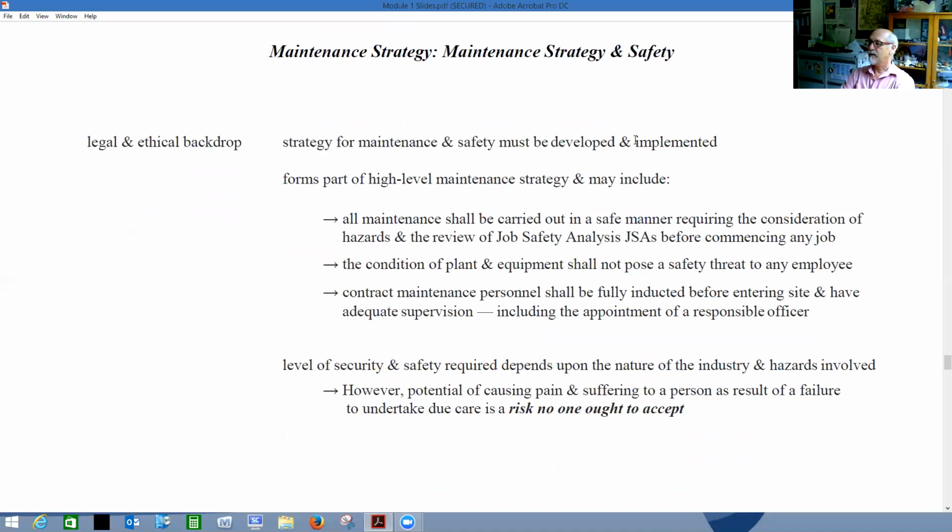The condition of plant and equipment shall not pose a safety threat to any employee, and contract maintenance personnel shall be fully inducted before entering the site and have adequate supervision, including the appointment of a responsible officer. The level of security and safety required depends upon the nature of the industry and the hazards involved. Okay, obviously, if I'm walking around a production line that's making biscuits compared to a mine site or an underground mine, well, obviously the security and safety requirements are going to be very, very different. However, the potential of causing pain and suffering to a person as a result of failure to undertake due care is a risk no one ought to accept.